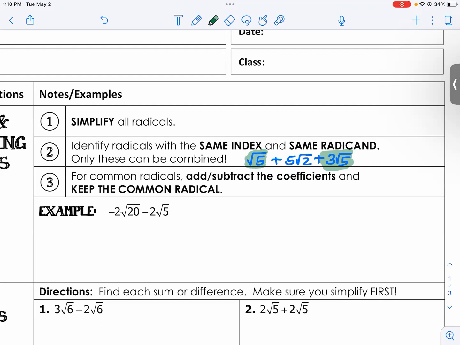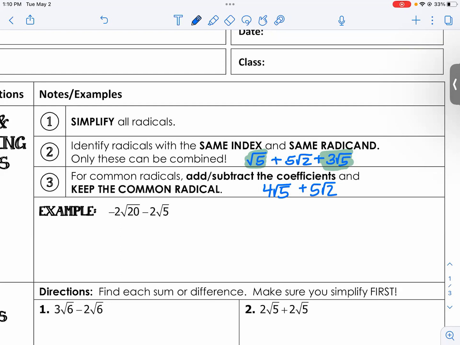So we're only working with square roots. Okay. But the number underneath the radical has to match. And as long as we have common radicals, then we can treat it like combining like terms, where we would add and subtract the coefficients. So this would turn into 4 radical 5 plus 5 radical 2. We could combine 1 radical 5 plus 3 radical 5 to be 4 radical 5. Just like we would if we were combining like terms with x's and y's and whatnot.